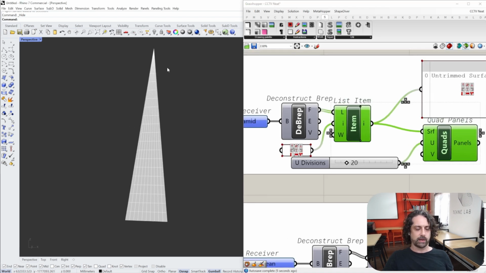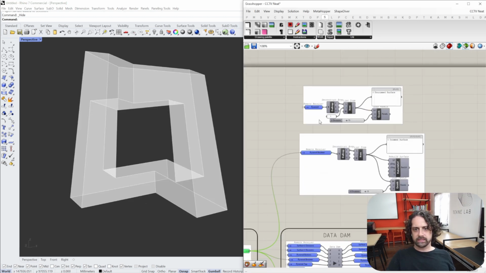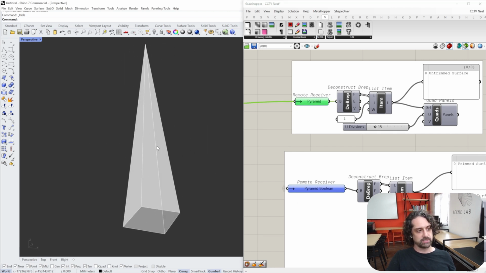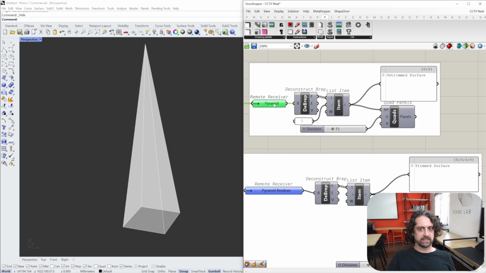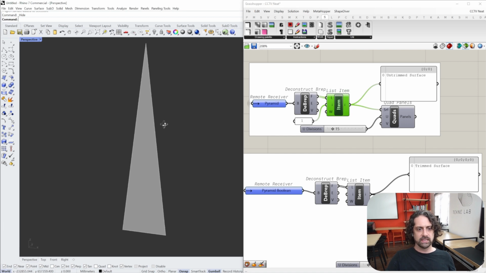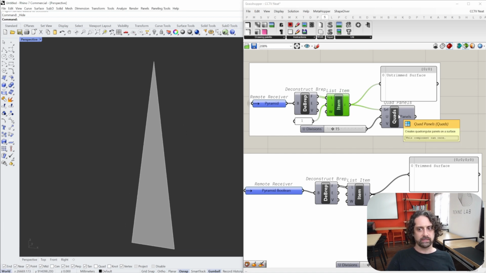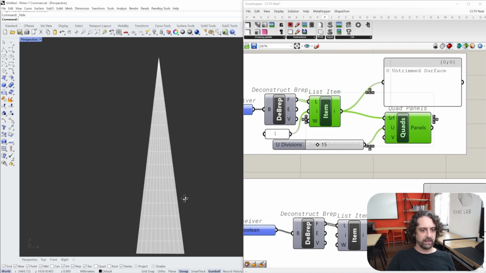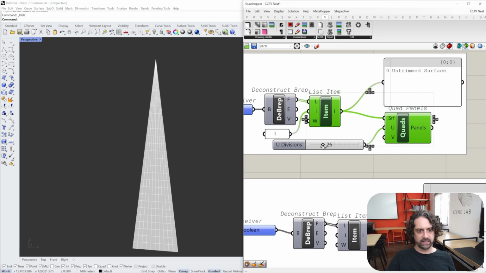We need to understand a little bit about surface topology. So we're going to look at the main pyramid first, just so we can explain what untrimmed surfaces are, and their properties, and how we actually can use them more to our advantage. So all I'm going to do is take this pyramid. I'm going to extract just one of the faces. And we're going to throw in this quad panels. This is quad panels from the Lunchbox plugin. And we can throw this in, and we can divide this up based on this U division value.